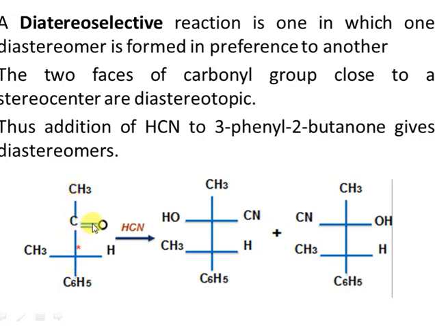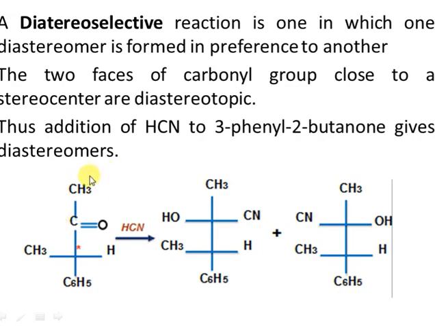So it has two faces. One will be the re face, another will be the si face. If you are seeing it from above, just like I'm seeing here, you can designate it. Assign 1 to oxygen, 2 to this group, 3 to this group. If you go on like that, this is clockwise. So this face is a re face, while the other face, that will be below, will be the si face right here.